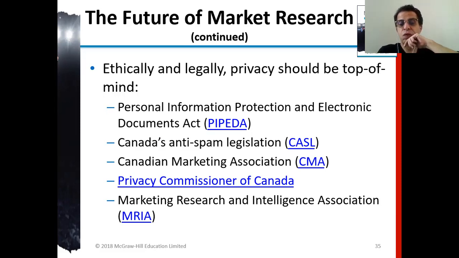The second one is called the Canada Anti-Spam Legislation, which you can look up for more details. You cannot send a million emails to people; this is spam. Then you have the CMA, the Canadian Marketing Association, which has a Do Not Call List, or DNCL. And you have the Privacy Commissioner of Canada, and you have MARIA, the Marketing Research and Intelligence Association.